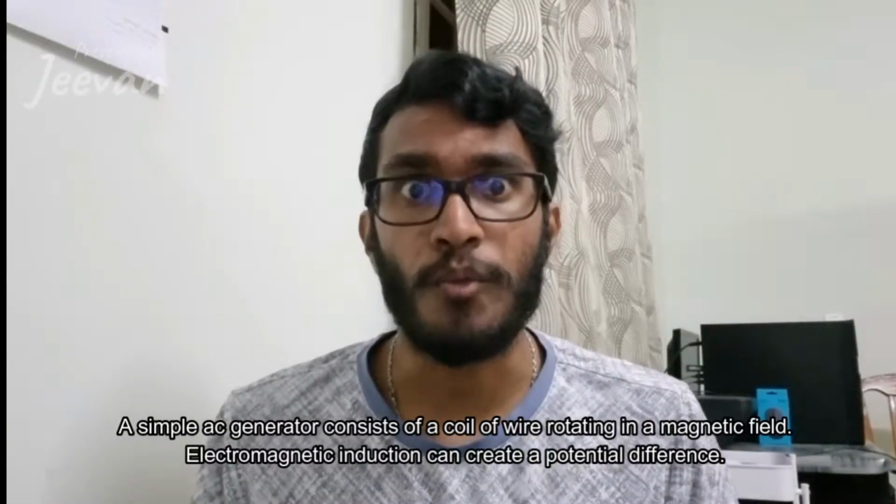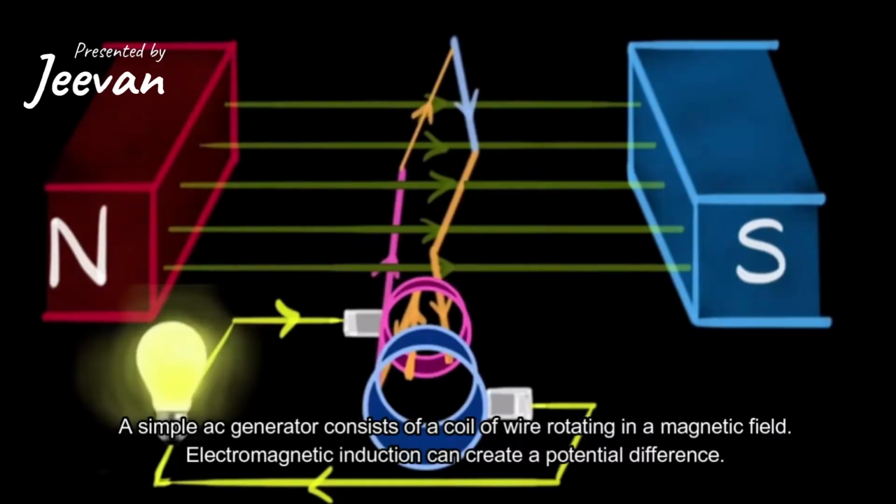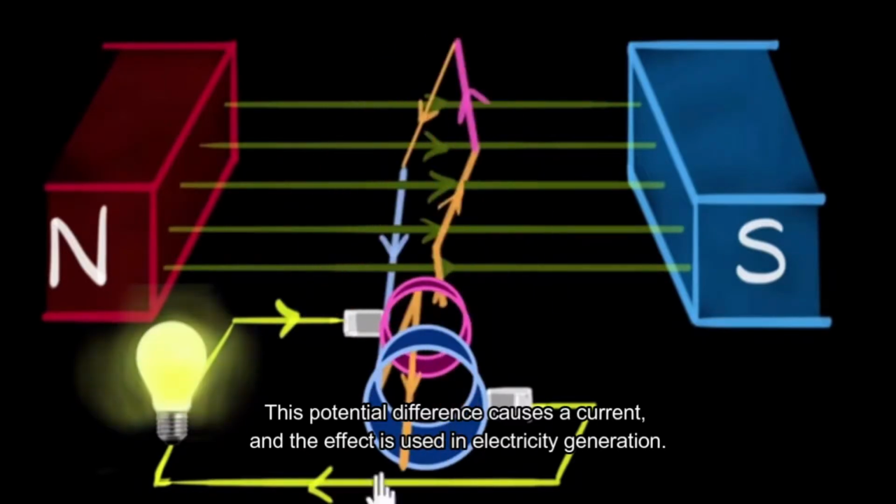Hello. A simple AC generator consists of a coil of wire rotating in a magnetic field. Electromagnetic induction can create a potential difference. This potential difference causes a current, and the effect is used in electric generation.